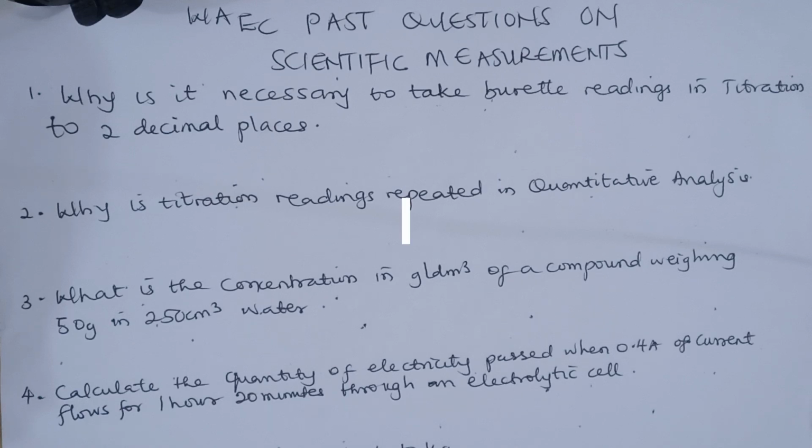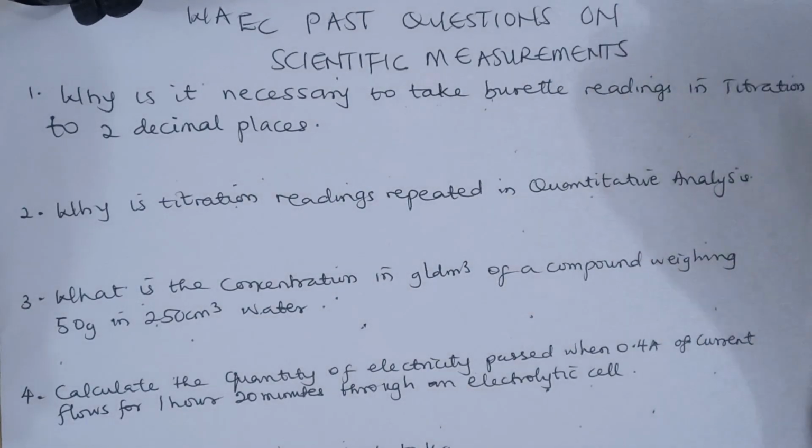We are going to treat some questions here under scientific measurement. The first question here is on chemistry practical. Why is it necessary to take burette readings in titration to 2 decimal places?